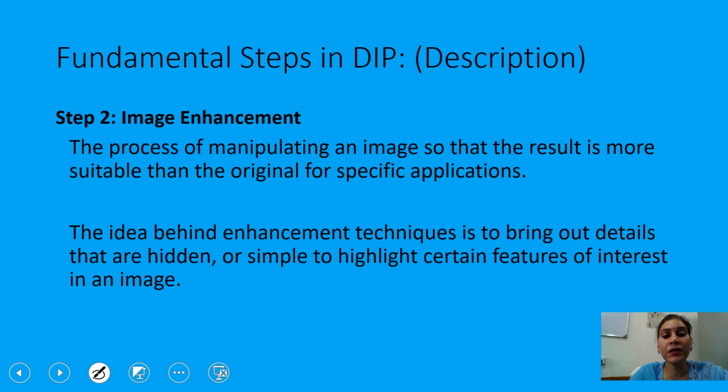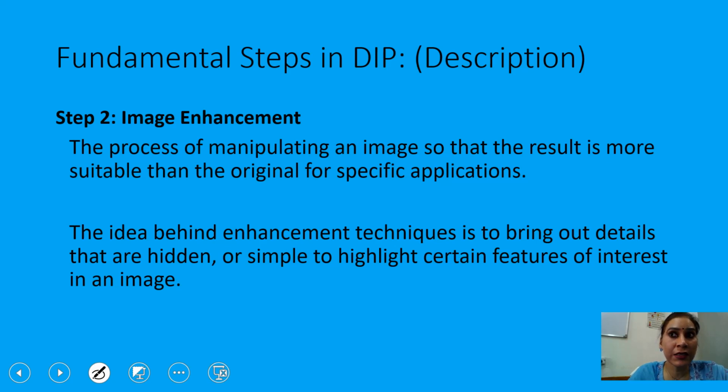The idea behind enhancement techniques is to bring out details that are hidden or simple, to highlight certain features of interest in an image. When we want to show some specific thing or highlight some specific area of the image, we are using image enhancement techniques. Or we want to improve the contrast quality, or we want to blur or sharpen some particular area, then all these processes come under image enhancement.